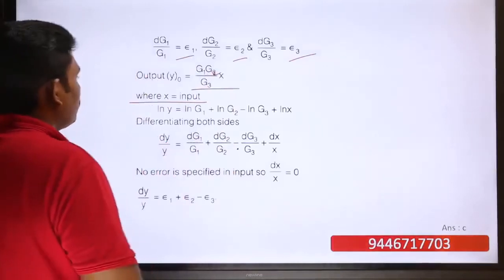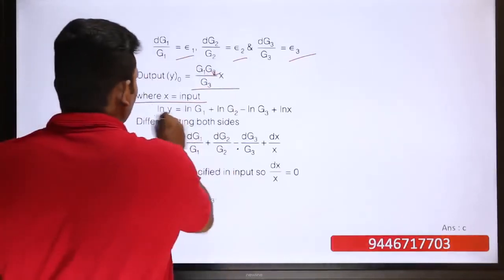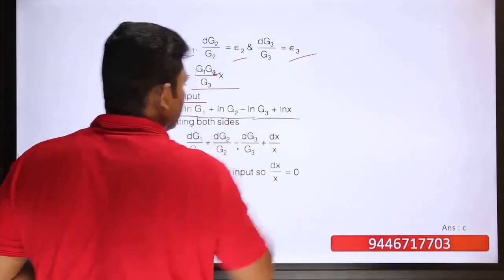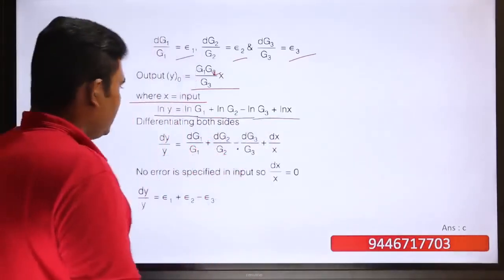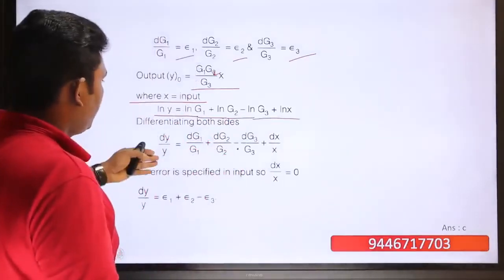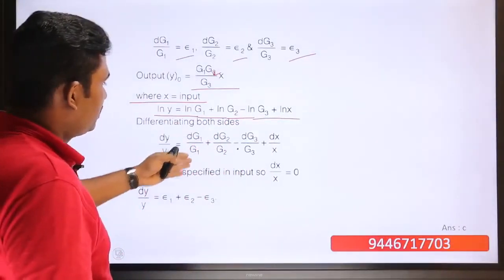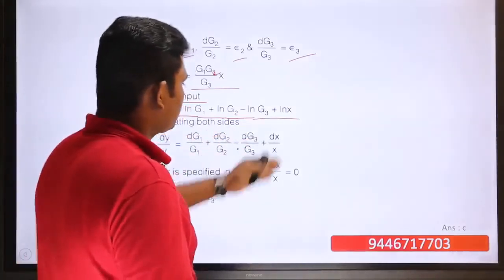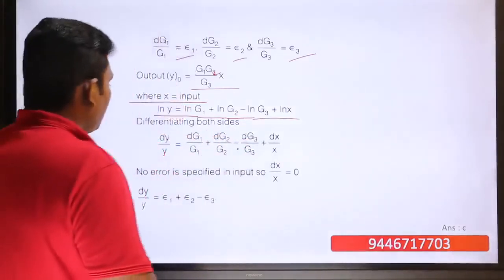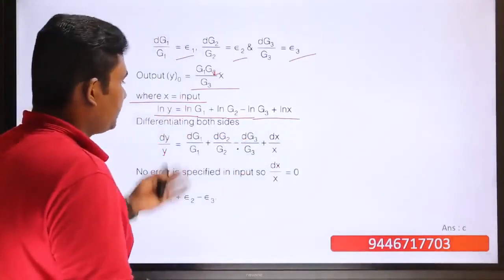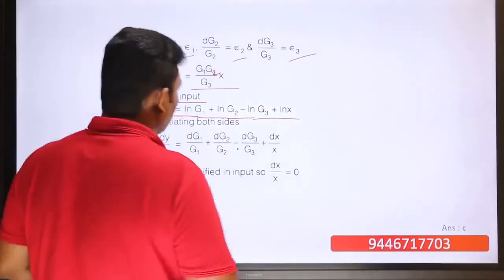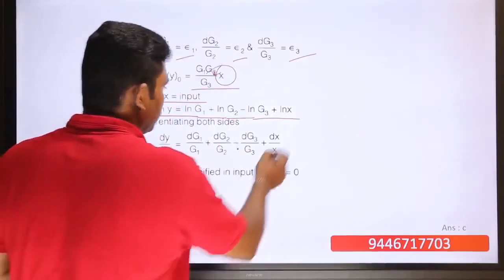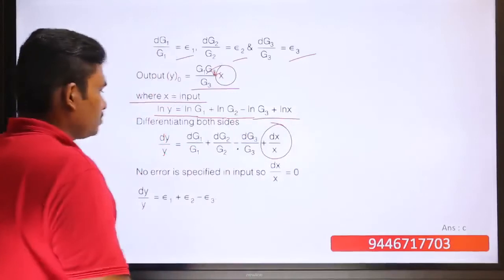Okay. So what will be the ln? Then ln y becomes equal to ln G1 plus ln G2 minus ln G3 plus ln X. So dy by y equal to dG1 by G1 plus dG2 by G2 minus dG3 by G3 plus dx divided by x. So there is no error specified in the output or in the input. Our input is x, and there is no error specified in the input. So dx divided by x will go to 0.